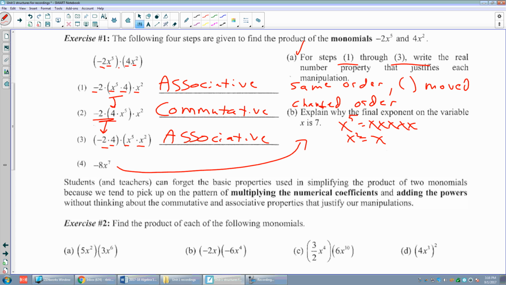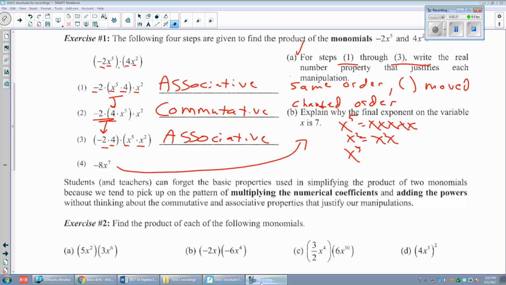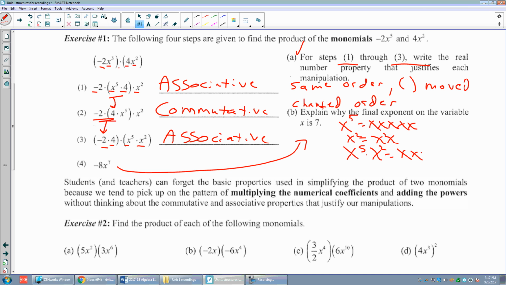X squared equals x times x. So x to the 5th times x squared is 1, 2, 3, 4, 5 x's, and 1, 2 more, which is 7 of them. Equals x to the 7th. Boy, I'm having a bad day today.